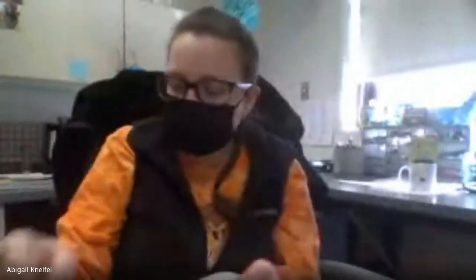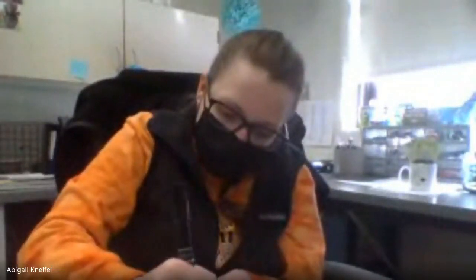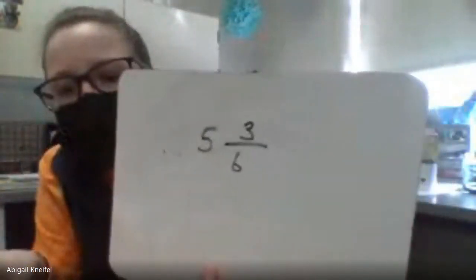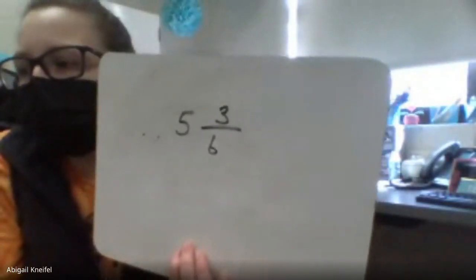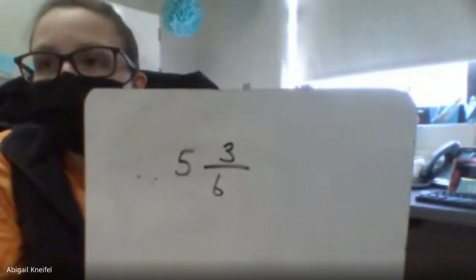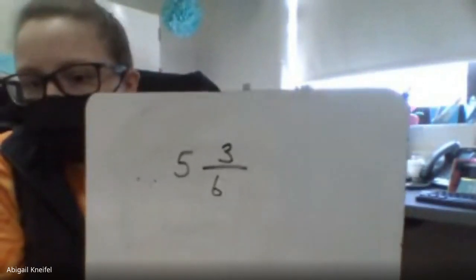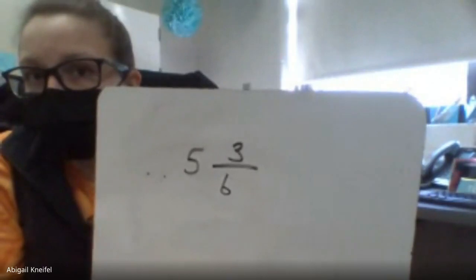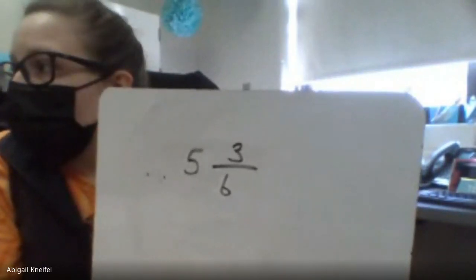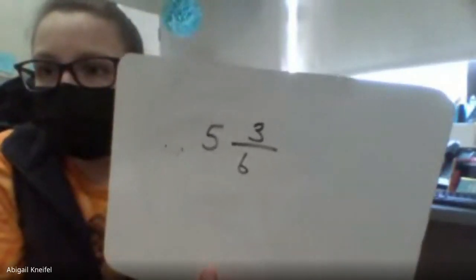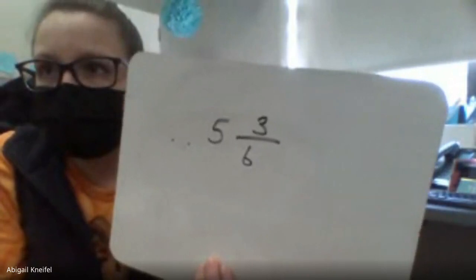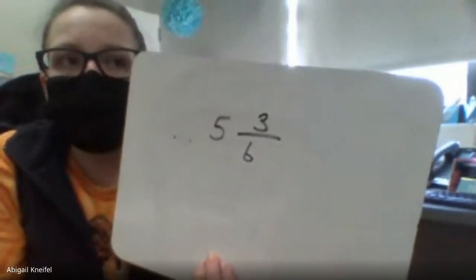All right, we're going to do one more of those. That way I know you know how to do it. All right, 5 3/6. Make that an improper fraction, please. We're doing one more after this one, or we're going to do some harder problems.